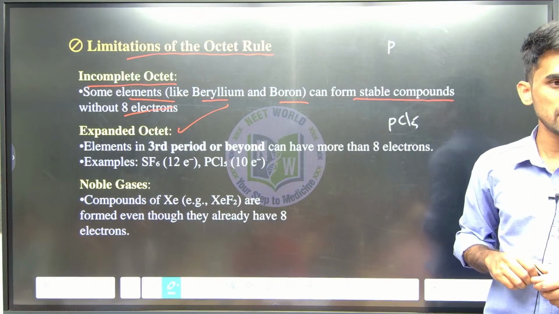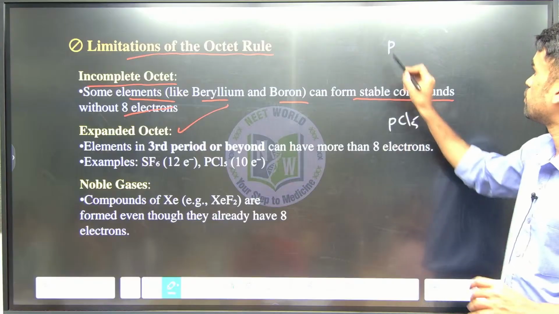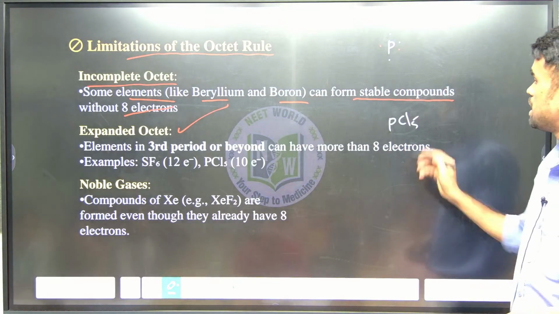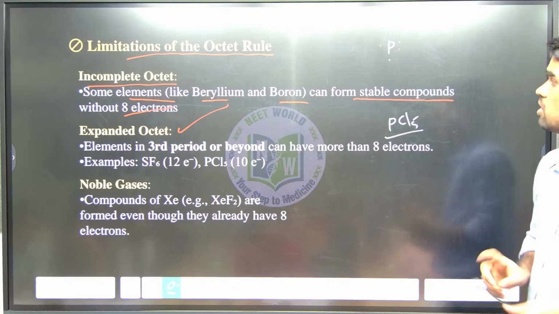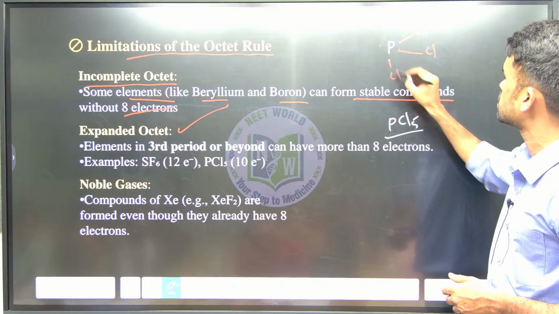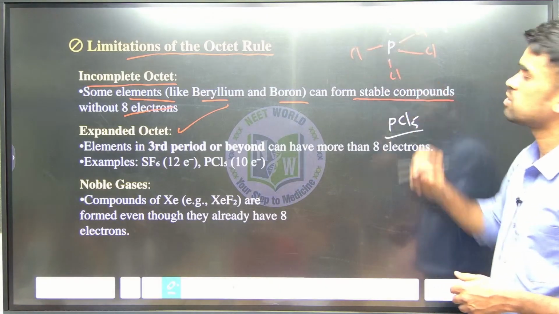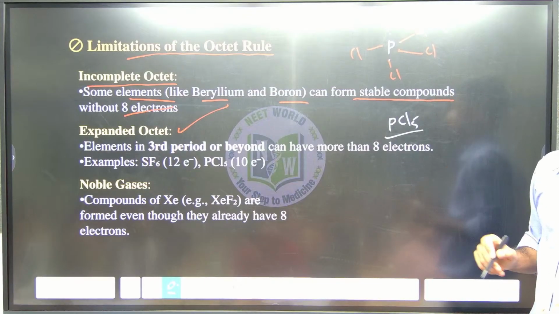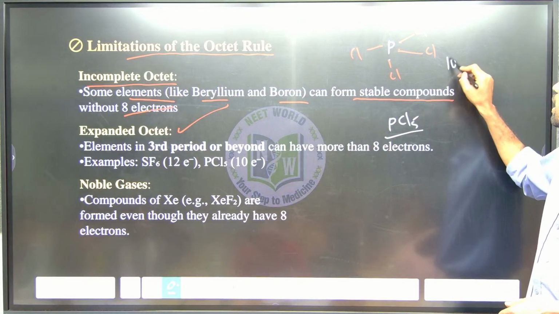15th group. How many valence electrons? 5. Okay, 5 dots you put like this. After that, PCl5 means how many chlorines are there? 5. So let us put one chlorine with one bond, one electron for each, like this. So like this you have written. Now tell me how many electrons are there in count? 10. So 10, greater than octet now.